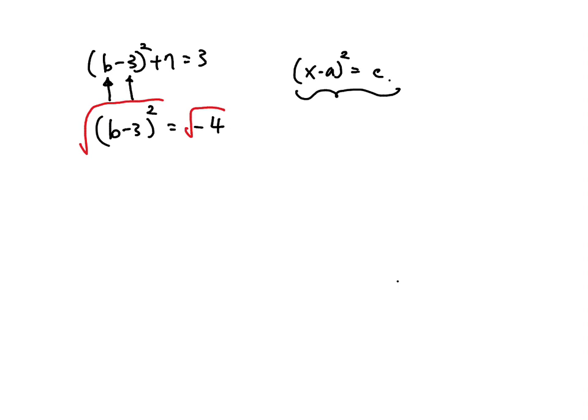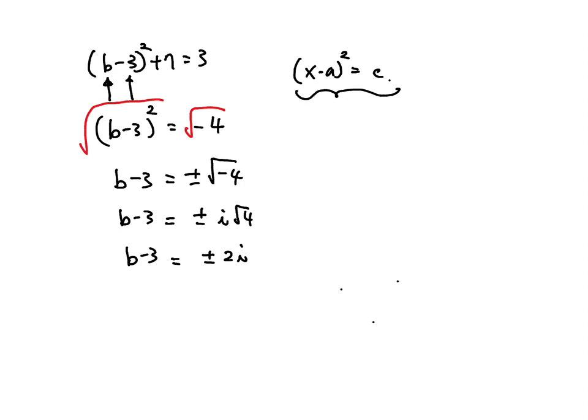So if you square root both sides, you get b minus 3 equal plus minus square root of negative 4. And from here, we know how to handle square root of negative 4. Right, remember the last section? Right, deal with i's. So this is plus minus i square root of 4, which is plus minus 2i. So to finish the problem, I'm going to add 3 to both sides. So the answer will be b equals 3 plus minus 2i.